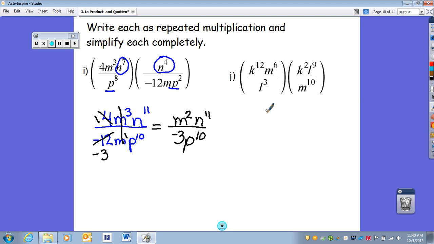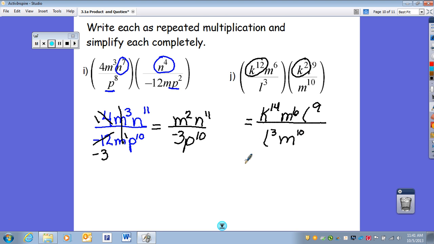For letter J, we're going to do another problem where we take our shortcut using our rules. So, first of all, I have k to the 12th and k to the 2nd. If I were to write those out as repeated multiplication and expand them, then I'd have 12 k's and 2 k's being multiplied together, and I can simply multiply by adding the exponents. 12 plus 2 is 14. I have m to the 6th and l to the 9th still left in the numerator. In the denominator, I have l to the 3rd and m to the 10th.